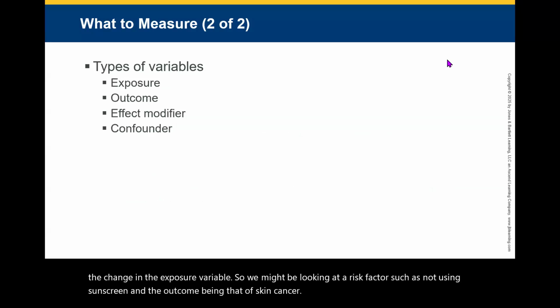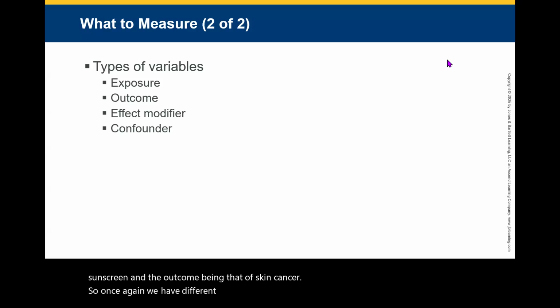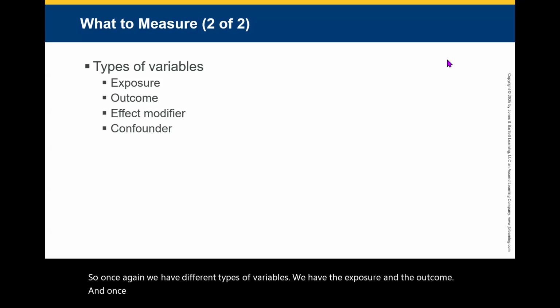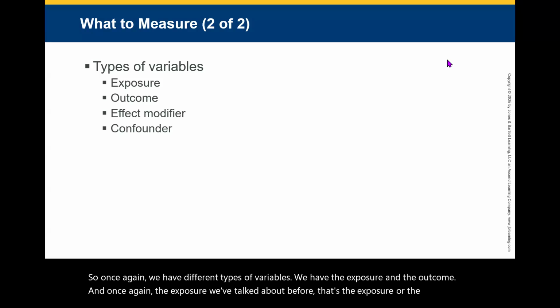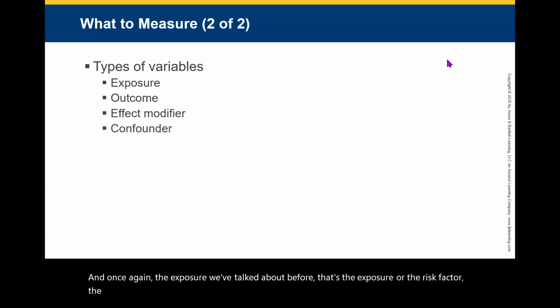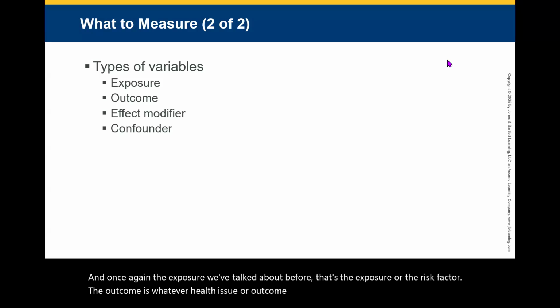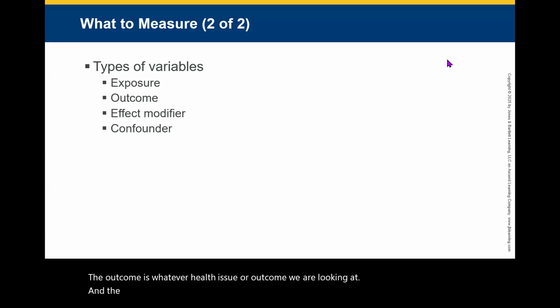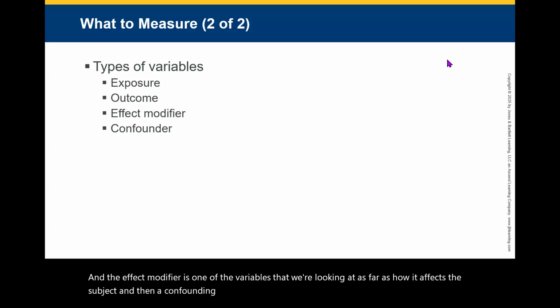So once again, we have different types of variables. We have the exposure and the outcome. And once again, the exposure we've talked about before, that's the exposure or the risk factor. The outcome is whatever health issue or outcome we are looking at. And the effect modifier is one of the variables that we're looking at as far as how it affects the subject. And then a confounding variable is one that will impact what we measure outside of our design.